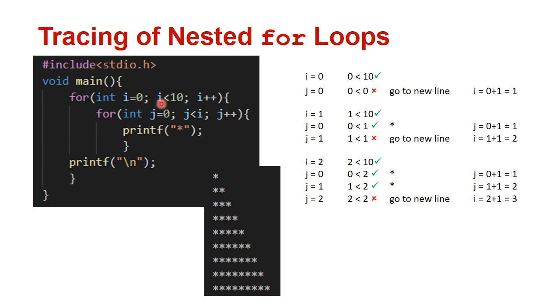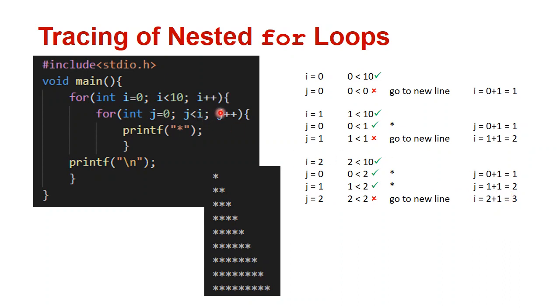Now i is equal to 2, which is less than 10. So it can go to the inner for loop. Here first j is equal to 0 and 0 is less than 2. It will print a star because it can go to the statement. It will print a star and again update j. So j is equal to 0 plus 1, 1. Now j is equal to 1, 1 is less than 2. Then again we can go through the statement. So again it will print a star and update j. j is 1 plus 1, 2.